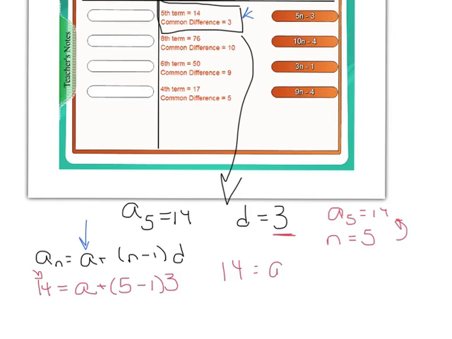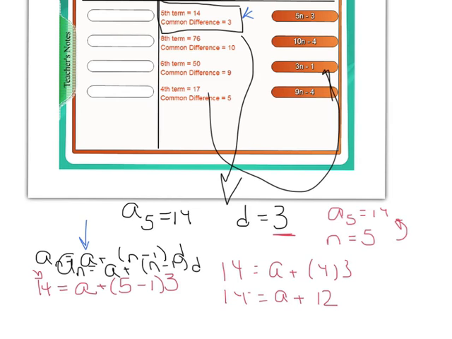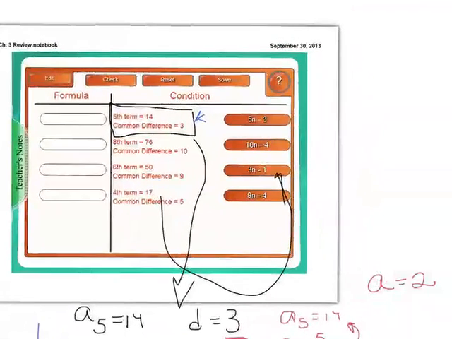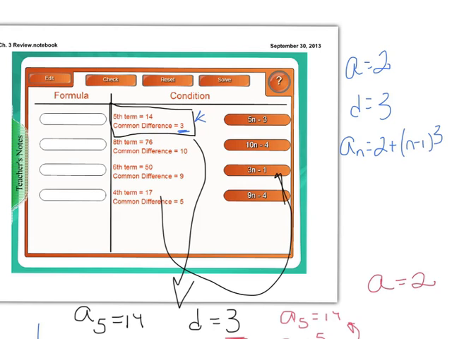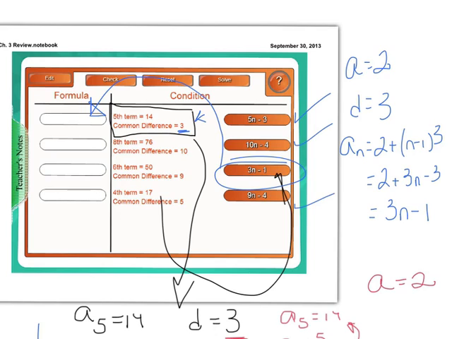Meaning 14 equals a plus 4 times 3. So 14 equals a plus 12, which would just mean that a equals 2. So now that I have my a and my d, I can go back and say, okay, my a for this equation is 2, my d is already given to me, which is 3, which means a sub n is equal to 2 plus n minus 1 times 3. So I have 2 plus 3n minus 3, which is just 3n minus 1. So go ahead and try these last 3 on your own, and that's it for the Chapter 3 review.